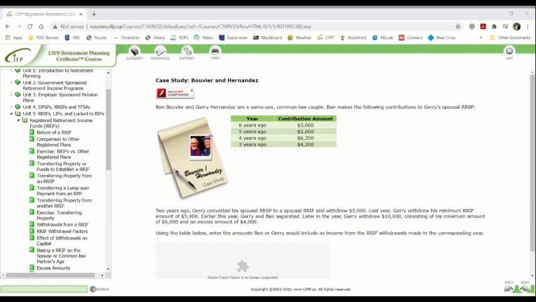So you see 2 years ago, he converted it to a RRIF and withdrew $5,000. Last year, Jerry withdrew the minimum. So 2 years ago when he converted it, the year of conversion, there is no minimum. Last year, Jerry withdrew the minimum amount, and this year they separated and Jerry withdrew another amount that has a minimum and an excess. So how much of that is going to be taxable to which person? So let's take a look.